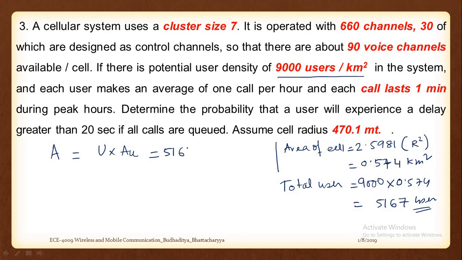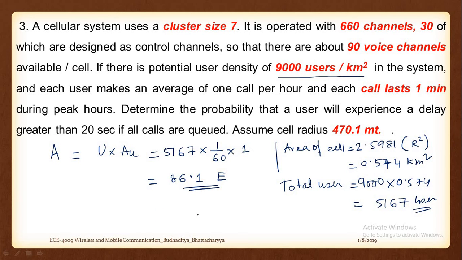So 5167 multiplied by 1 by 60 multiplied by 1. I'm changing to the same unit. And this is coming around, as per my calculation, 86.1 Erlang. This is my capital A. So again, as I told you, for any given problem for Erlang B or Erlang C, two things are important: channels and the intensity. In this case, intensity, because the probability is unknown.